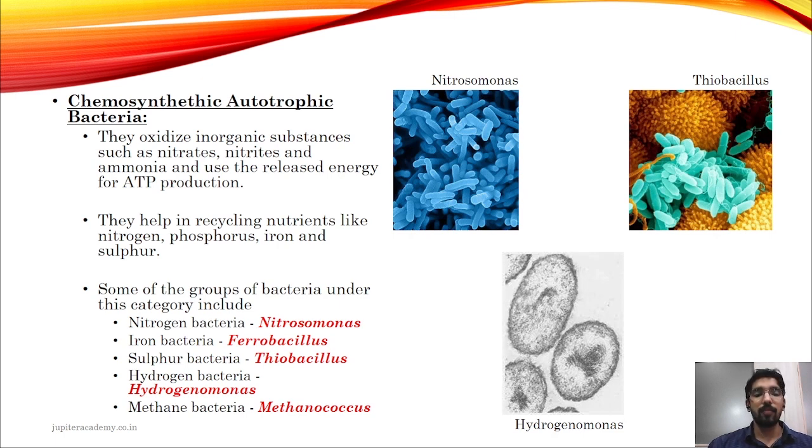Some of the groups of bacteria under this category include nitrogen bacteria. Example is Nitrosomonas, which uses nitrogen as a source of energy. Then we have iron bacteria, example Ferrobacillus. Sulfur bacteria, example Thiobacillus. Hydrogen bacteria, example Hydrogenomonas. And methane bacteria, example Methanococcus. Methane bacteria are not to be confused with methanogens from Archaebacteria. These are eubacteria which utilize methane for chemosynthesis.